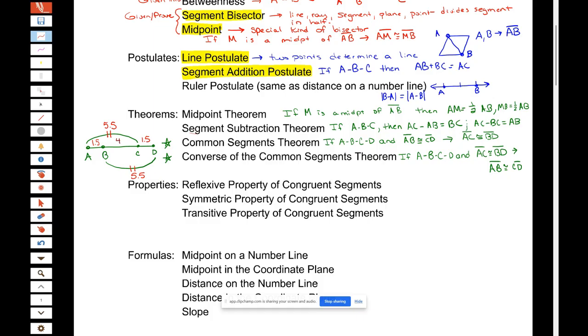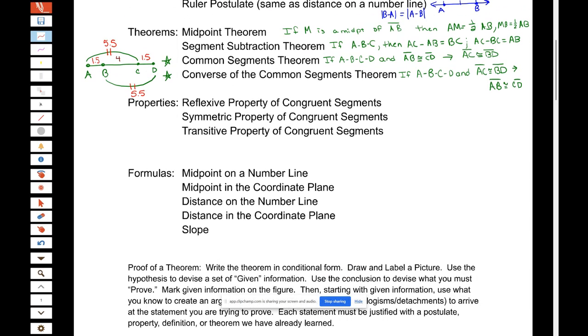So those two rules are converses of each other, and they're really easy to get mixed up. I just remember the common segments theorem starts with the little parts equal. Okay, I'm not going to highlight any of those because we don't use them a whole lot.